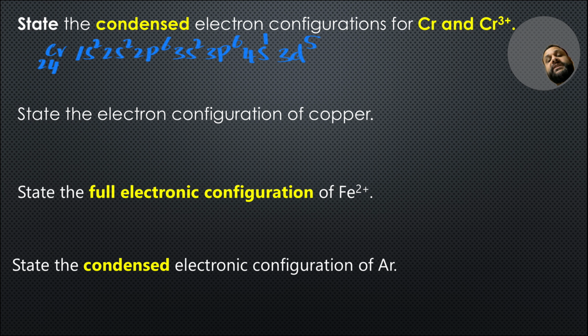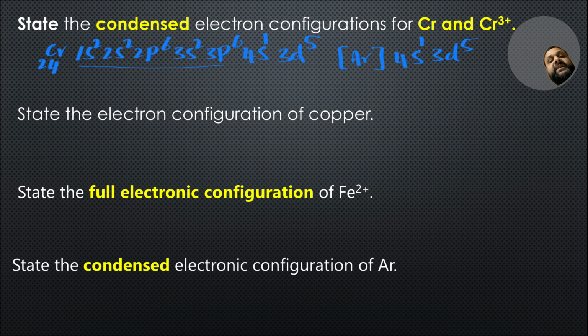So chromium is an exception. When we write condensed electron configuration, we only write the outer shell electrons, and we look at the previous noble gas configuration. The previous noble gas, if you look at the periodic table, is argon, and argon has 18 electrons. So up to 3p6, we have 18 electrons, and that is argon. Argon, and then we can write 4s1, 3d5.